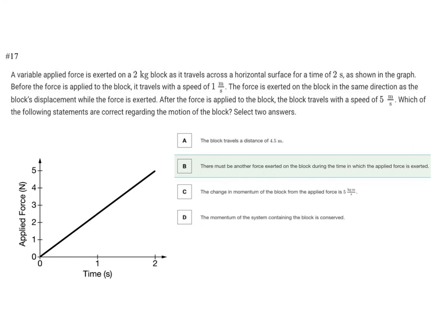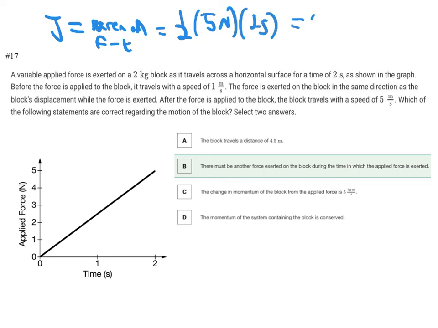All right, well, we have an applied force versus time graph. So one of the things I'd like to do is ask, what is the impulse from that force, which is the area on an F-t graph. So it's 1/2 times 5 newtons times 2 seconds, which is 5 newton seconds. So that might be useful to know. Then if we look at our answers, A says the block travels a distance of 4.5 meters. There certainly isn't anything here that says that, because we don't know the acceleration is constant, so we can't use kinematics to figure it out, and we have no other distance information. So I'm going to suggest A is probably not true.